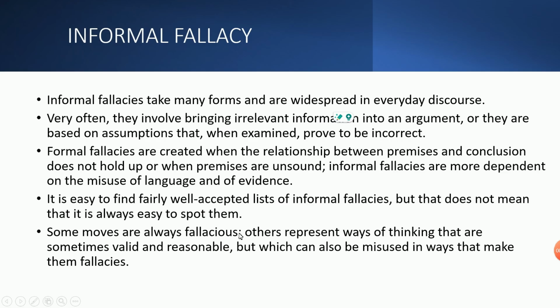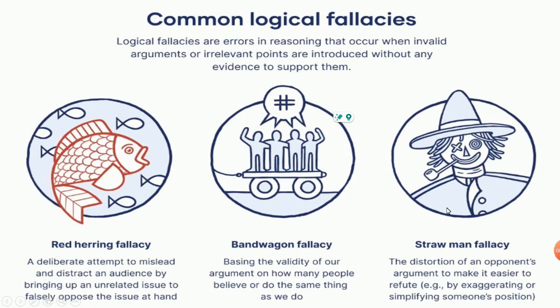So some moves are always fallacious, others represent ways of thinking that are sometimes valid and reasonable, but which can also be misused in ways that make them fallacies. So here I have given three common logical fallacies. One is the red herring fallacy. So what is a red herring fallacy? A deliberate attempt to mislead and distract an audience by bringing up an unrelated issue to falsely oppose the issue at hand.